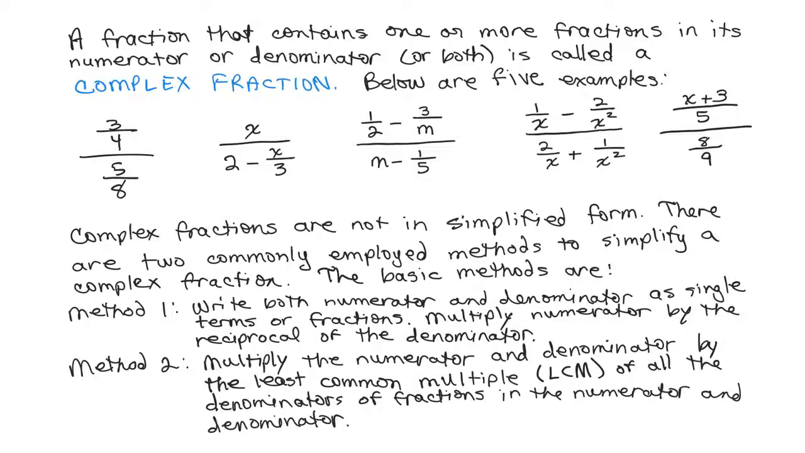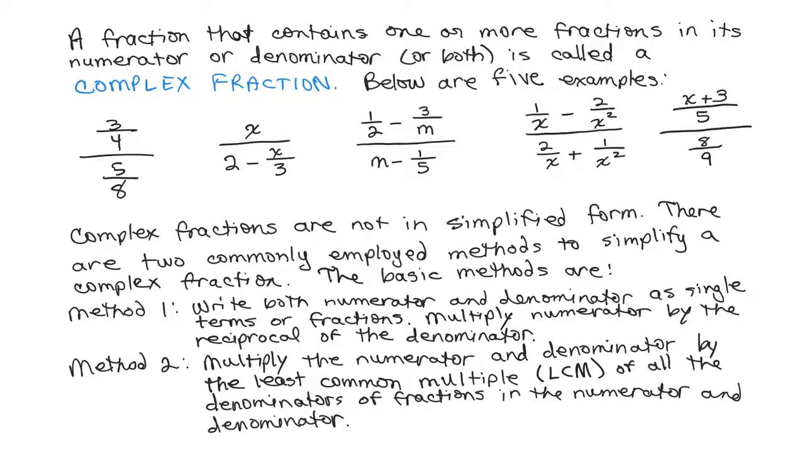The first method is to write both the numerator and denominator as single terms or fractions. And then you'll multiply the numerator by the reciprocal of the denominator. The only one in the examples above where you already have the numerator and denominator written as a single term or fraction is the very first one. We have just a single fraction in the numerator, 3/4, and a single fraction in the denominator, 5/8. All of the rest of them are not in that form.